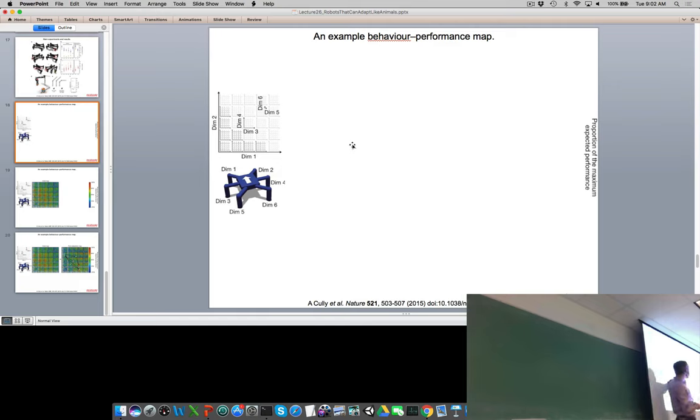If leg one spent 20% or less of the time on the ground, that controller was going to go somewhere into this box. If this leg spent between 20% and 40% of the time on the ground, the controller is going to be placed somewhere in here, 40 to 60, 60 to 80, 80 to 100%. So far, so good. If the second leg spent between 0 and 20% of the time on the ground, it's going to go somewhere in this row, 20 to 40%, 40 to 60%, 60 to 80%, 80 to 100%.